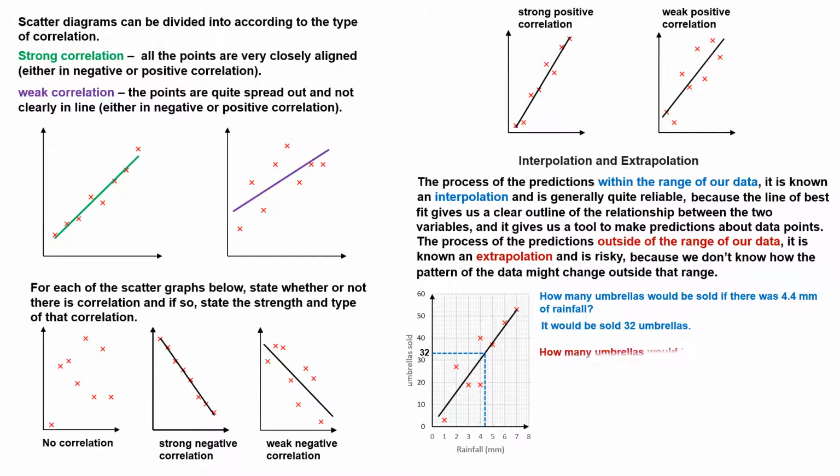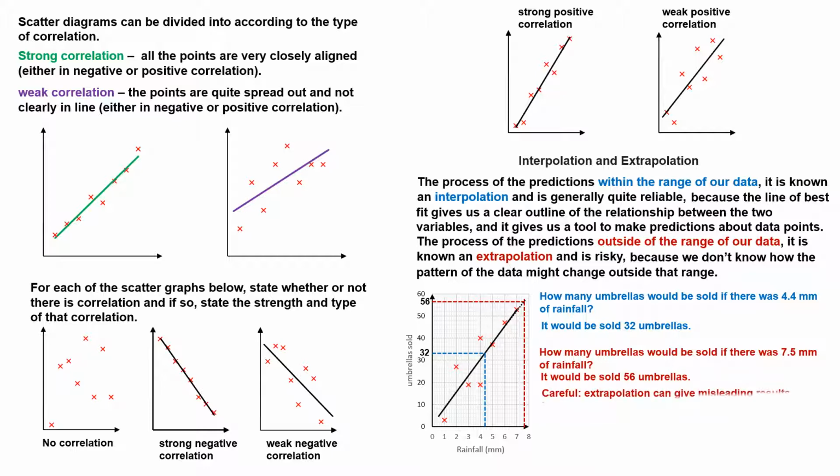How many umbrellas would be sold if there was 7.5 millimeters of rainfall? We draw a vertical line up from 7.5 millimeters until we hit the line of best fit. Then we draw a horizontal line across from that point to the axis. It touches that axis at 56 umbrellas. Careful, extrapolation can give misleading results because the pattern outside the range of the data might change.